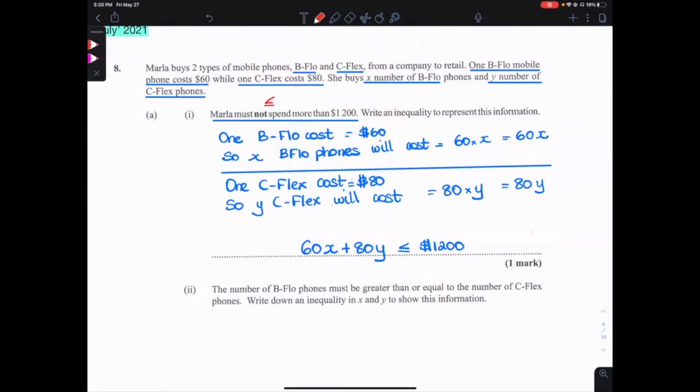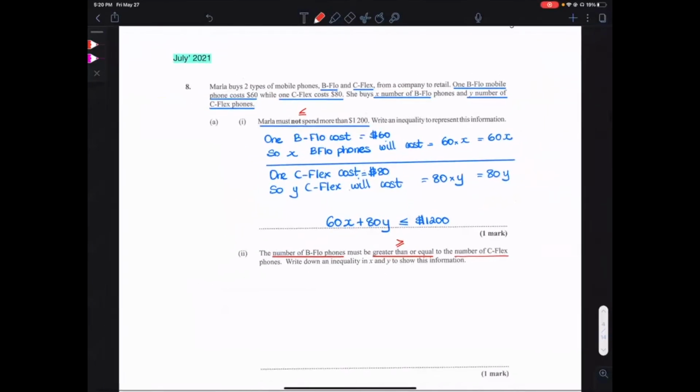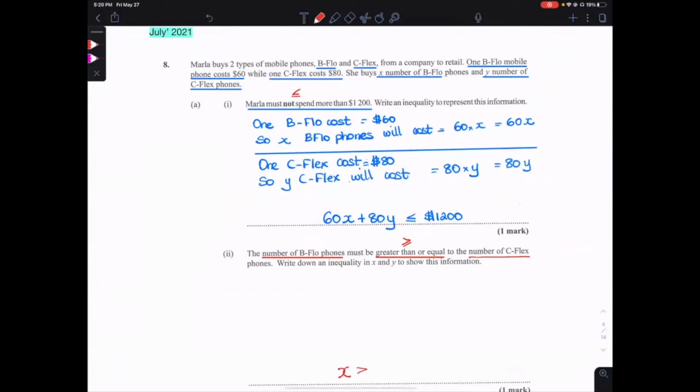The next one is the number of B-Flow must be greater than or equal to the number of C-Flex phones. So this equation is X is greater than or equal to Y, because that is what they say. The number of B-Flow is X, and the number of C-Flex is Y. All right, so take down whatever you need from the screen quickly.